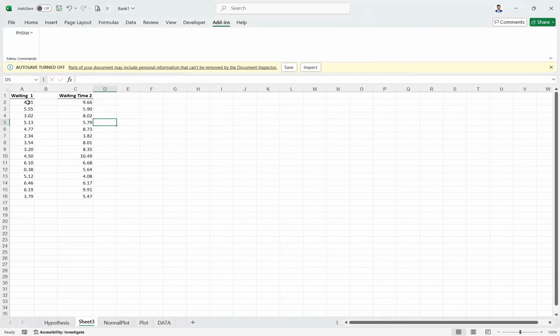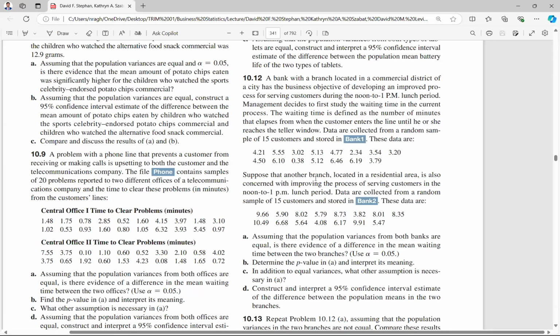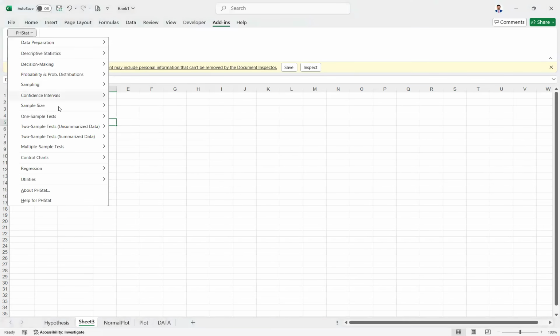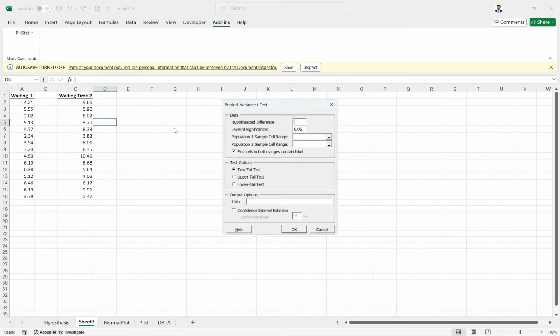So this is bank 1 in some other district. The question clearly states this is bank 1 in some district. Suppose another branch in another residential area is also doing the same task to reduce the customer wait time. Now you tell me, in PHStat, two sample unsummarized data, pooled variance test or paired test, which test will you pick? Pooled variance. Why? Because they are not dependent directly. How bank 1 is functioning, bank 2 has nothing to do with it, right? That's why we are doing pooled variance.